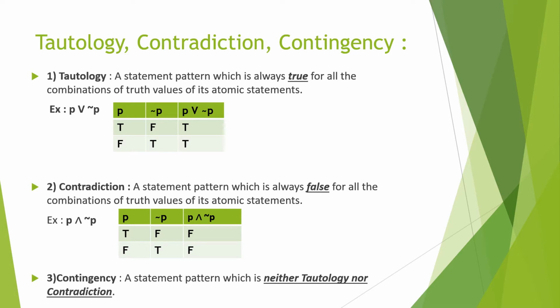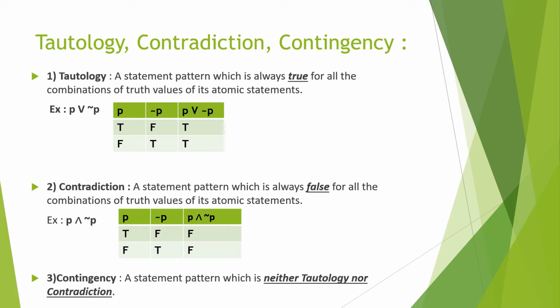Similarly, if P is false, negation P is true, and their conjunction is false as P is false. We know that conjunction is false whenever one of the statements is false. So P and negation P is always false, therefore it is a contradiction.